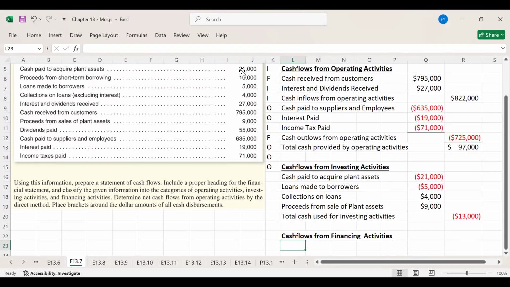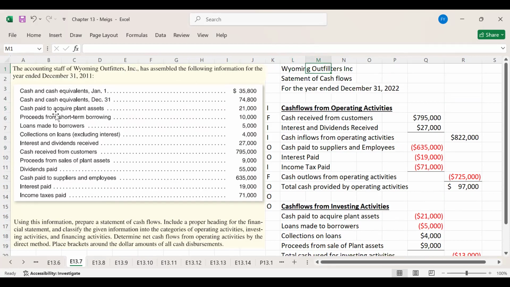We have discussed that financing activities include the cash from short-term borrowings, and you can see here we have proceeds from short-term borrowings or long-term borrowings. Both are part of financing activities. So 10,000 is proceeds from short-term borrowings, and then we have paid dividends of how much? 55,000.